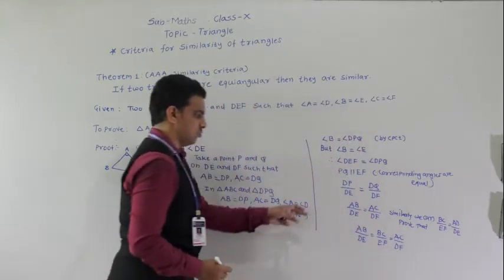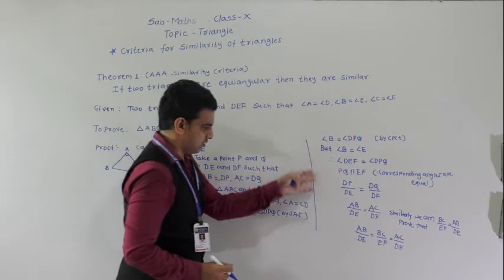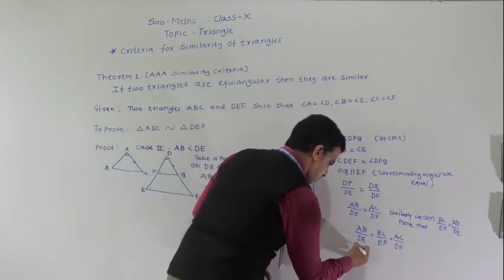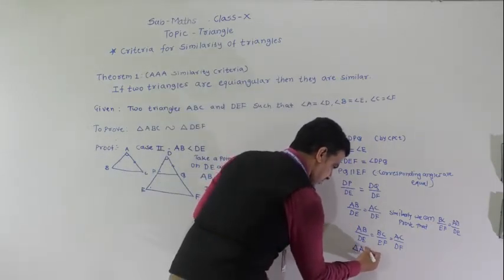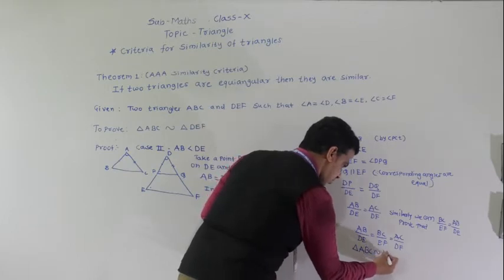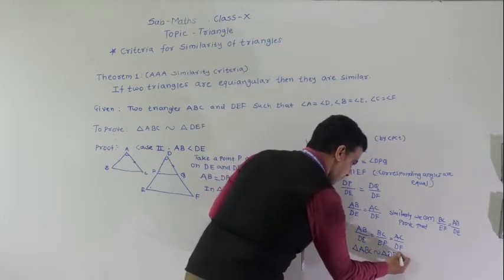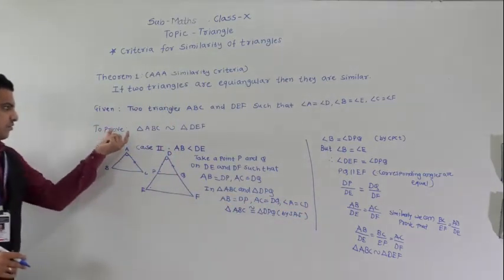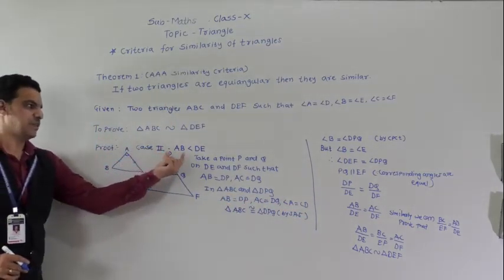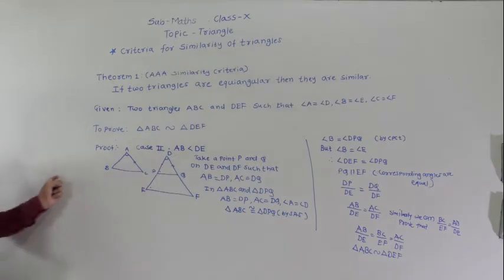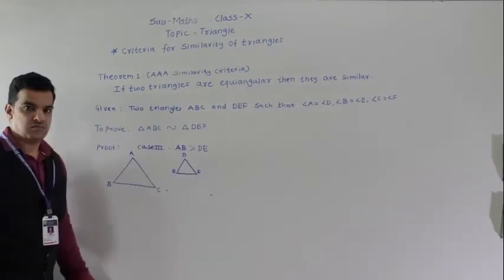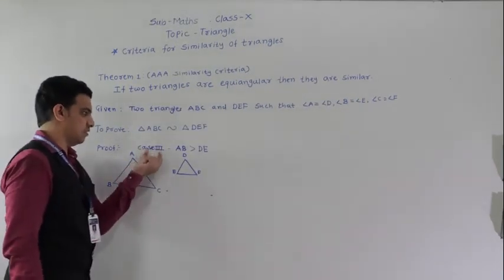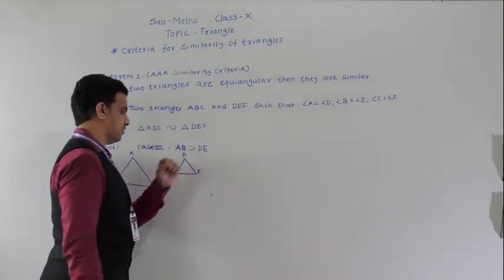Okay. So if sides are in proportion, two triangles are similar. So we can write triangle ABC similar to triangle DEF. Okay. So after that we will take case 3, that is AB greater than DE. Okay, next case, that is case 3, when AB is greater than DE.